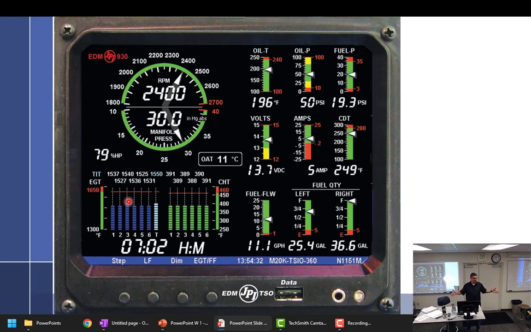Because there's other times where I might talk about rich of peak RPM. That's something totally different. That's only in idle setups. So right now we're talking strictly about exhaust gas temperature.